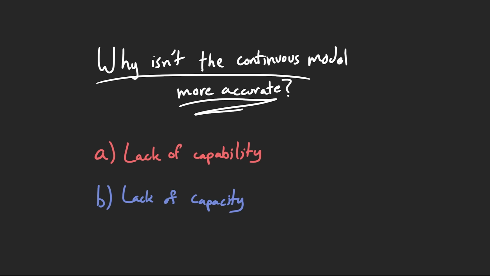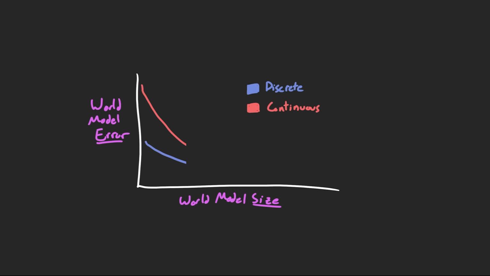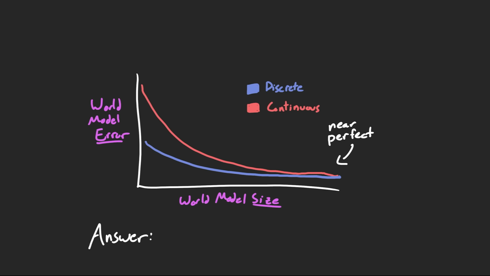We can test this quite simply by increasing the capacity of both world models, essentially just adding more parameters, and here I'm plotting the results after doing just that. I have the size of the world model on the x-axis and the error of that world model on the y-axis, which means lower is less error, which is of course better. And at the start, we can see that the discrete world model is indeed performing better than the continuous world model, just as we saw in the visualizations. But as the size of the world model increases, we see that they both converge to about the same result. They both learn a near-perfect world model, which tells us that the answer to our question is B. A lack of modeling capacity.